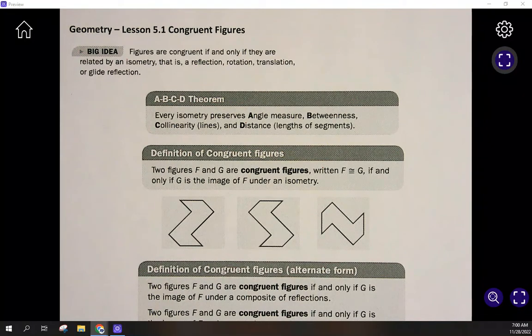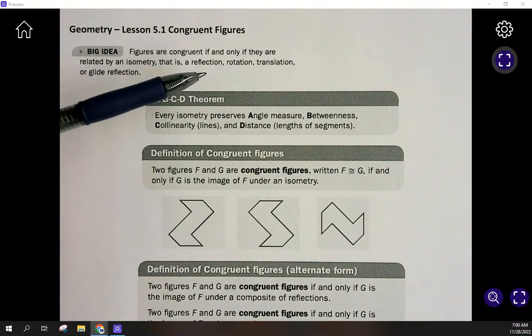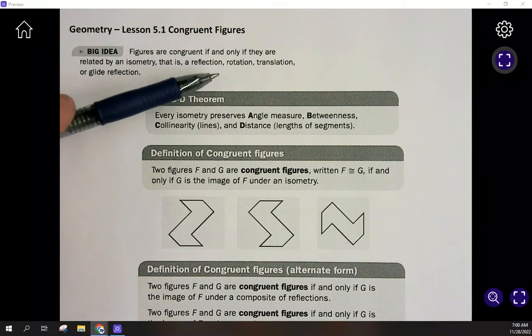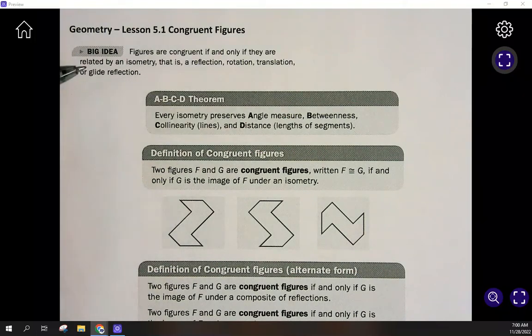So we just finished chapter 4, where we looked at all of these different types of composite reflections. So remember, a composite reflection is just more than one. Okay, it's a combination of reflections. And we figured out that those all turn out to be rotations or translations, glide reflections. Okay, and those are called isometries.